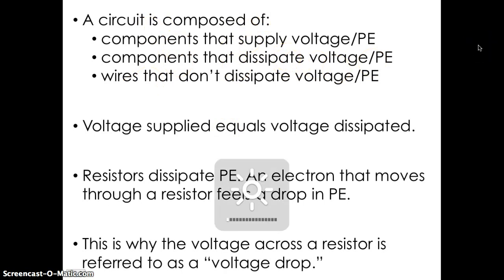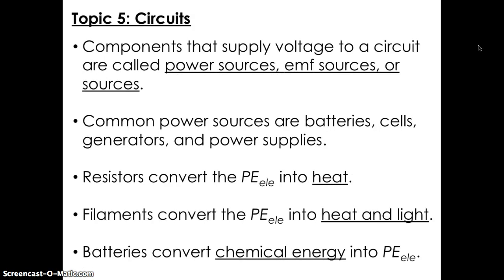So resistors, they dissipate potential energy. And an electron that moves through a resistor feels a drop in its potential energy. And for this reason, we call the voltage across a resistor a voltage drop. Components that supply voltage are called power sources or just EMF sources or just sources sometimes. And these include things like batteries, cells, generators, and power supplies that you plug into a wall.